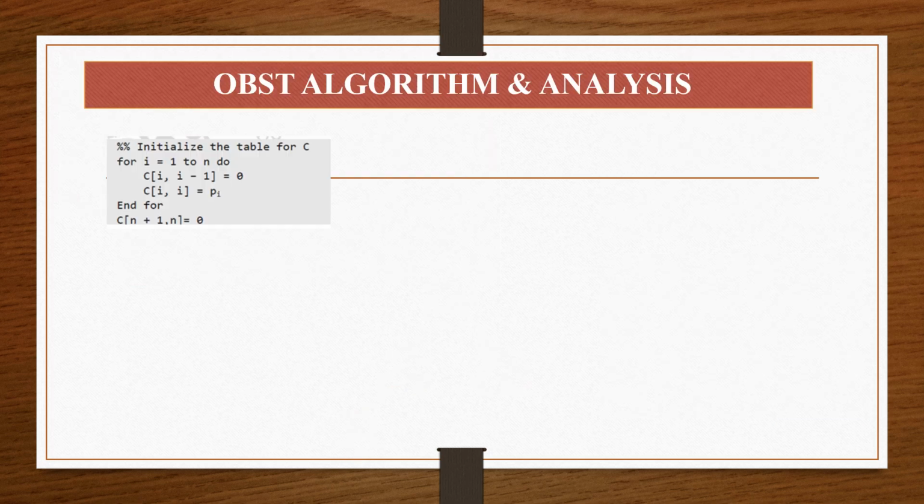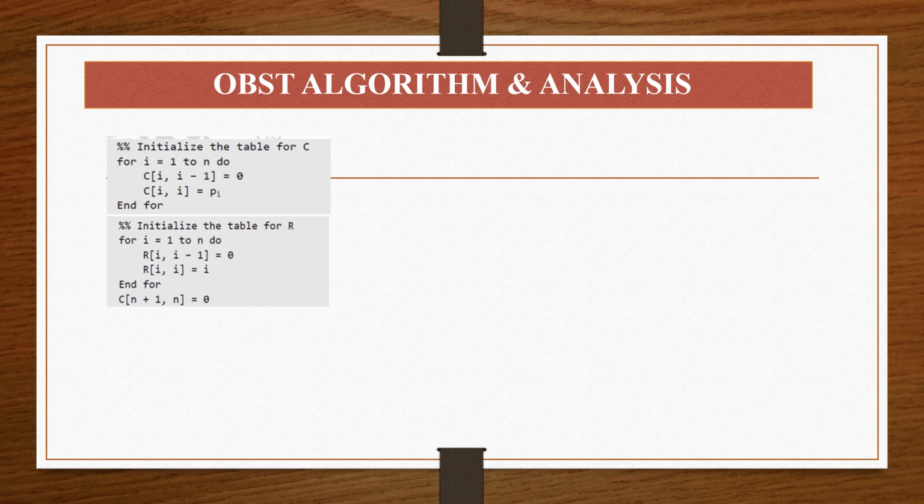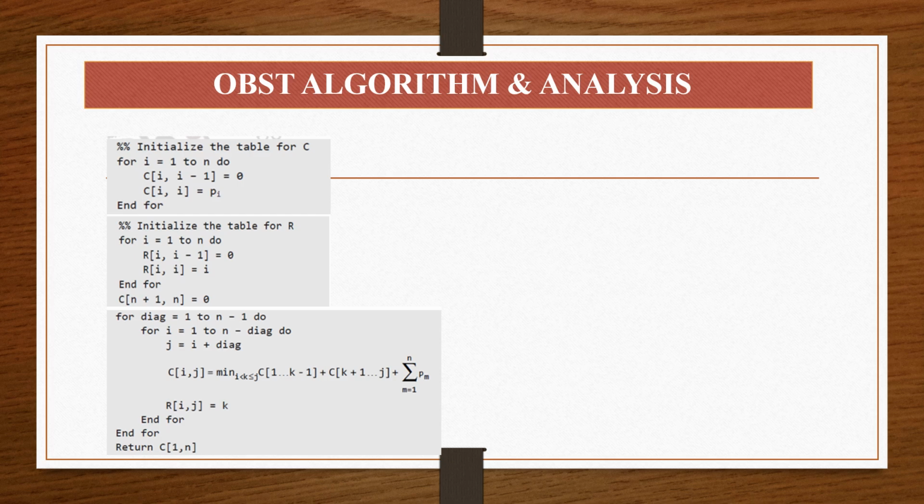So here is the algorithm. This is the initialization part we have done for the cost table with zeros and all the probabilities. And this is for the root table wherein I will fill with all the probabilities and find out the value of k for every minimal value and update it. And in this we will be applying the formula for finding out the cost and the root value.